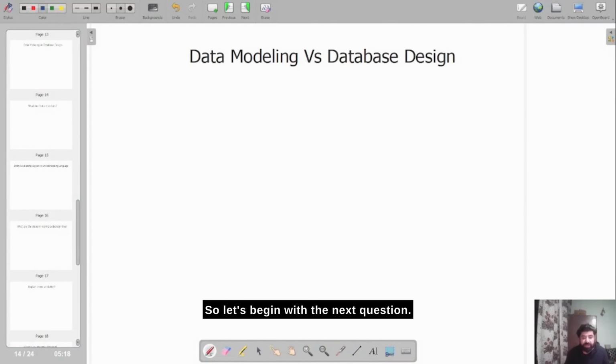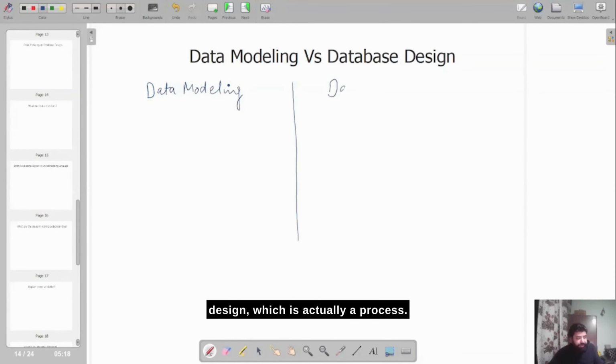So let's begin with the next question. It talks about data modeling and database design. I'll just write here first. This is going to be data modeling, and then there would be database design, which is actually a process.